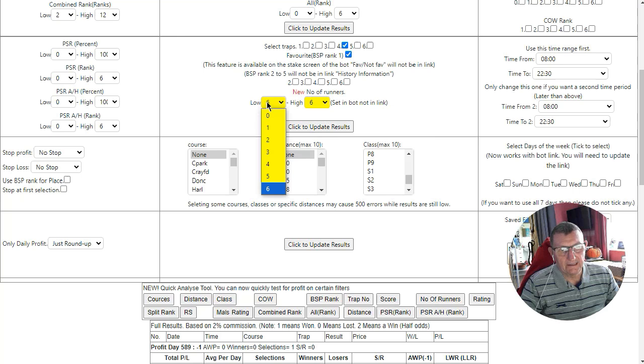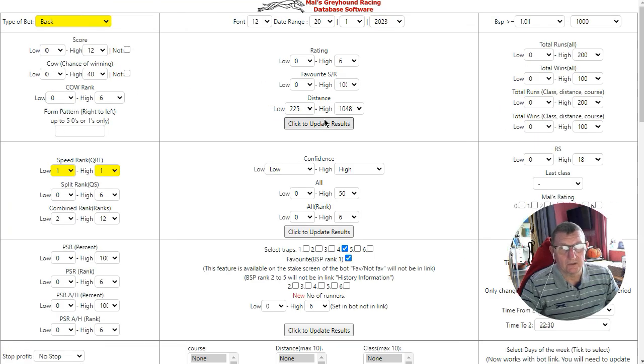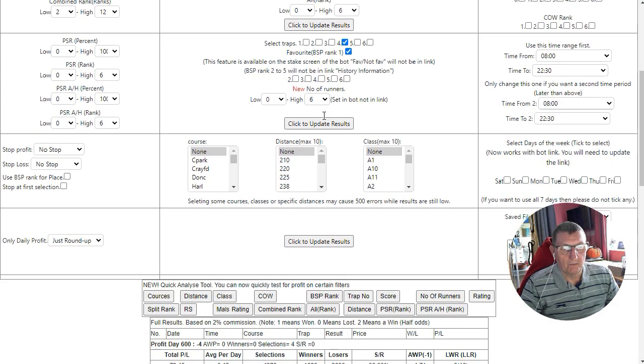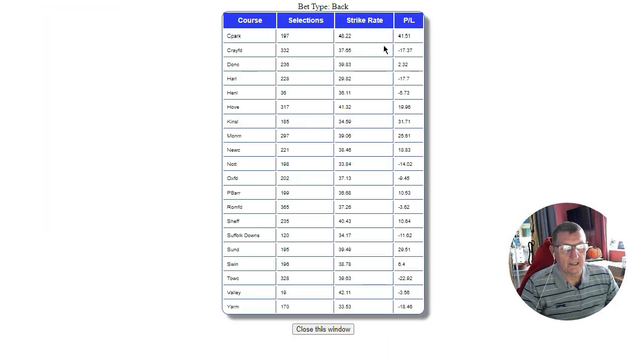But the way I actually did this was using courses, and not using many courses, to be quite honest with you. But what I did is I went to courses and I said, okay, so let's pick some of these to use.